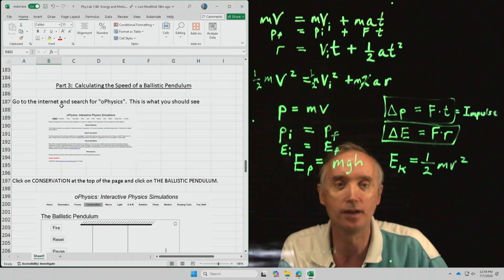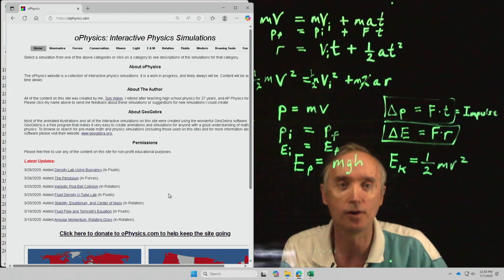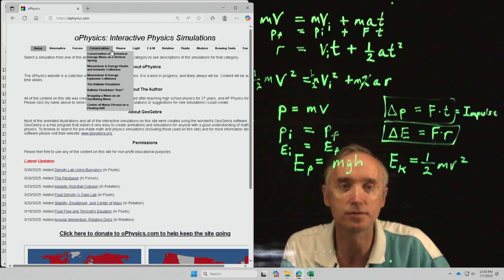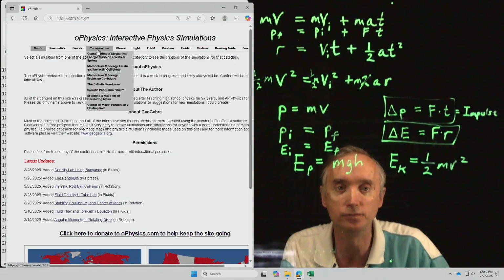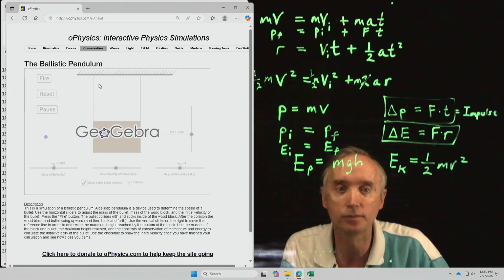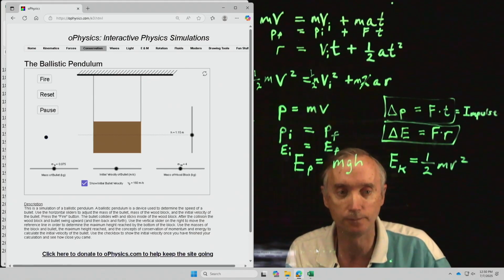So we're going to go to the internet and search for O physics. And then this is what you ought to see. Now we're going to look at all of these different simulations for different things that you can do. The one that we want is the conservation ones, and then we're going to go down to the ballistic pendulum. So that's going to be this one right here. That's the simulation we're going to be using for parts 3 and 4.